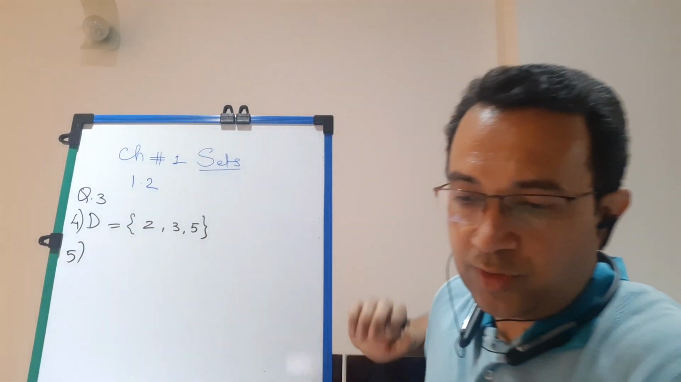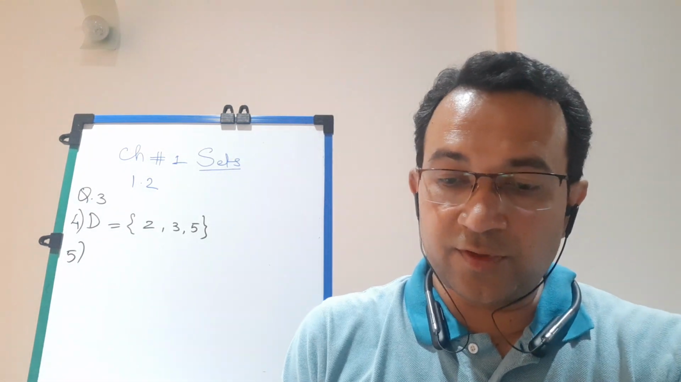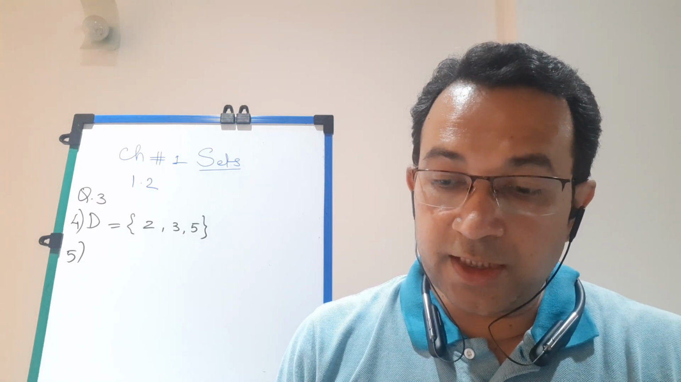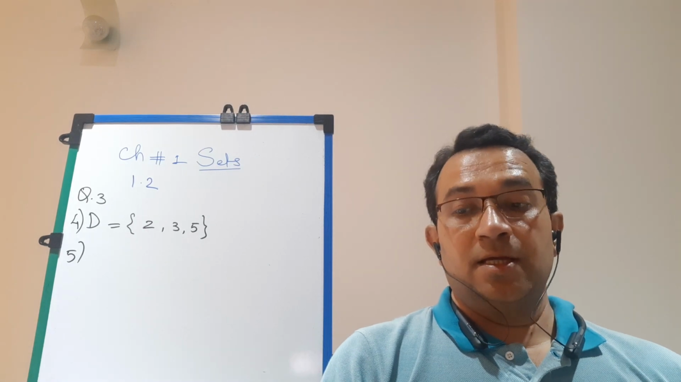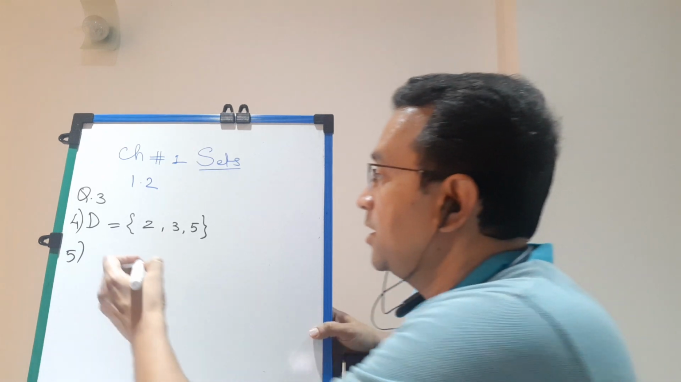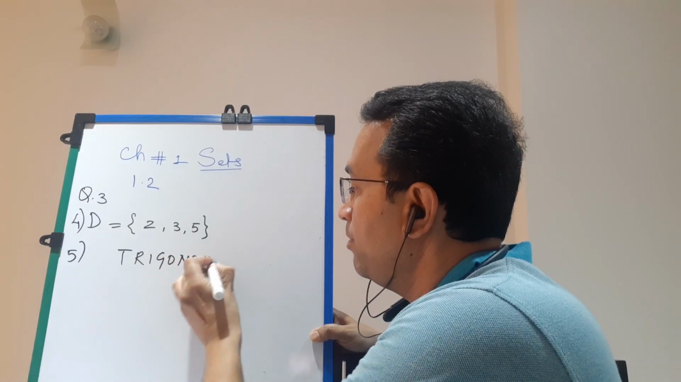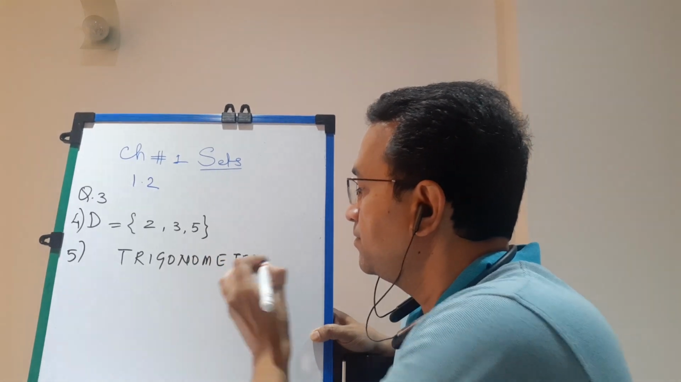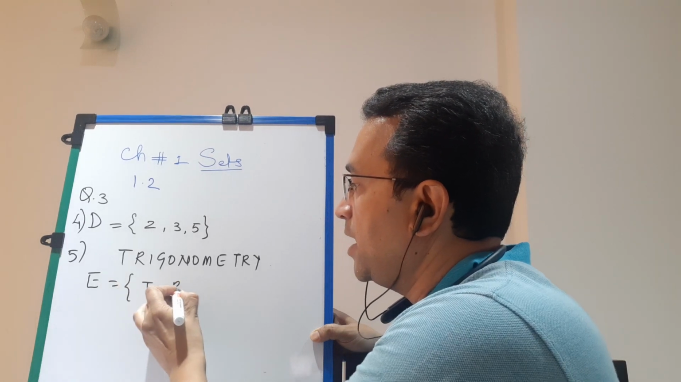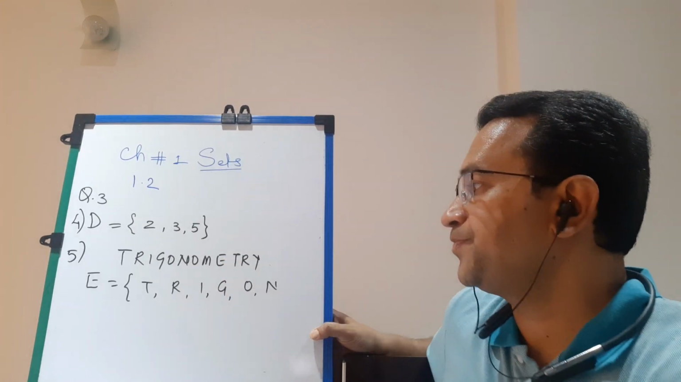Okay, now students, question number 5. What is the 5th question? The set of all the letters in the word trigonometry. So if I call this set E, T is there, R is there, I is there, G is there, O is there, N is there.